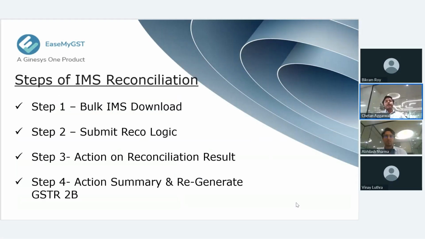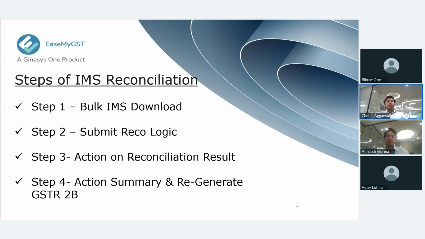There are some certain steps included under the IMS reconciliation, which we can do with the help of the GST portal. The first step is that we have to download the bulk IMS download from the GST portal, which I will show you later on in this webinar. The second step is to submit the reconciliation logic. There are some logics available in the GST portal, and we have to apply that logic to reconcile the invoices.